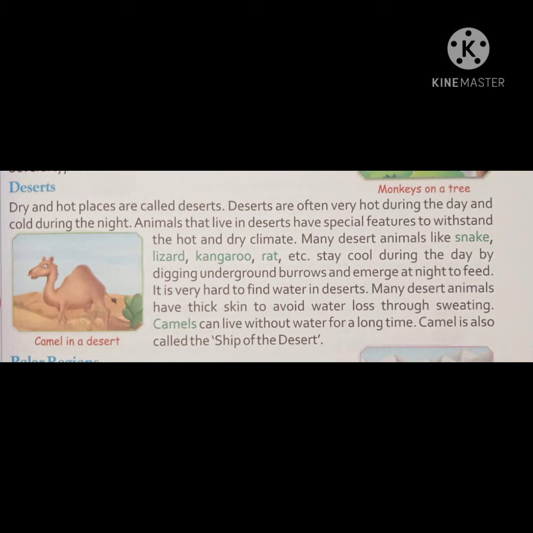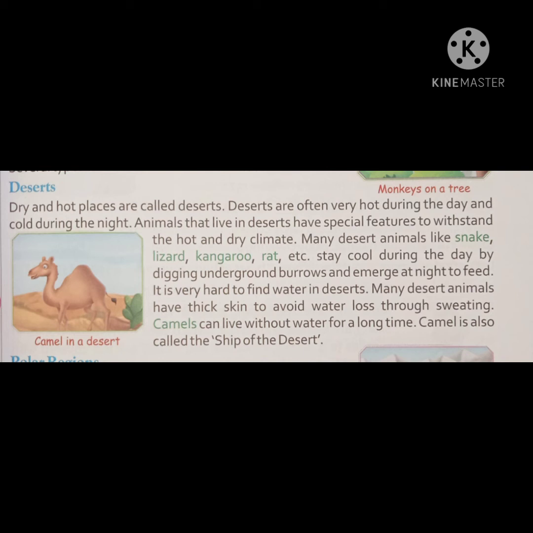So desert is a very hot place, and it is very hot during the day and cold during the night. Then the animals like snake, lizard, kangaroo rat, etc. stay cool during the day by digging underground. These animals dig into the ground during the day. Okay, understood?